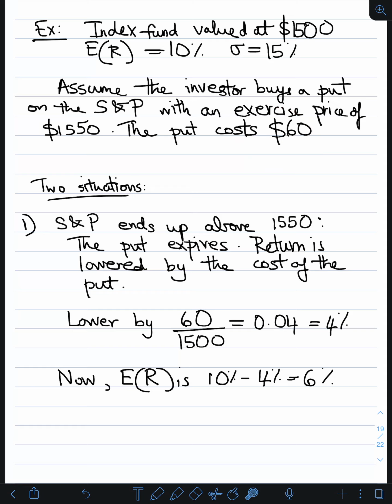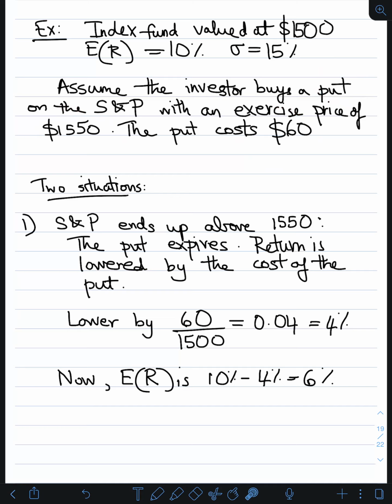Let's say the S&P ends up above 1550. Remember, you bought a put. A put makes a profit when that underlying asset drops. So if the S&P ends up above 1550, you're going to let that put option expire. You're not going to exercise it. So the put option expires. You've lost basically that $60. So your total return now is reduced by the amount that you paid on that put option, which was $60.